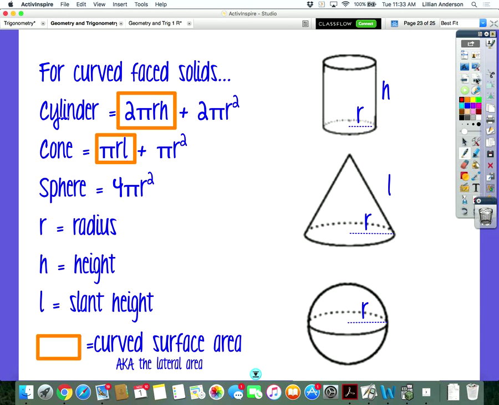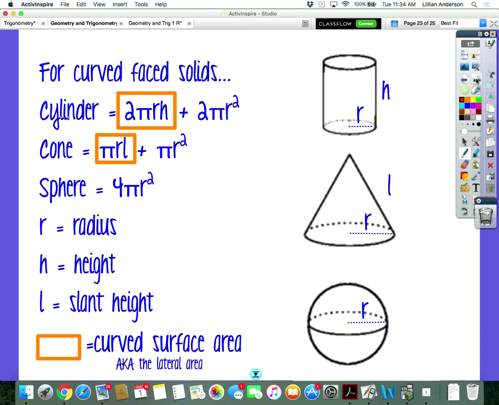Now realize you may be asked to find the curved surface area in a particular problem, and that literally means the curved part, not the bases. So I went ahead and boxed that in orange. If it ever asks you to find the curved surface area, also known as the lateral area, back from your geometry days, it's just the 2 pi r h for a cylinder, or just the pi r l for a cone. So it's those formulas without the base.